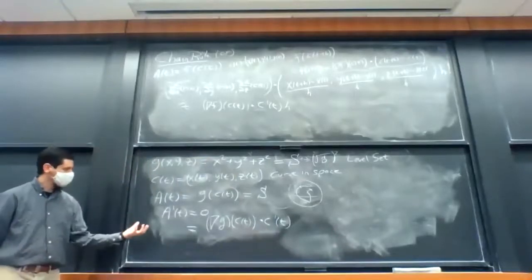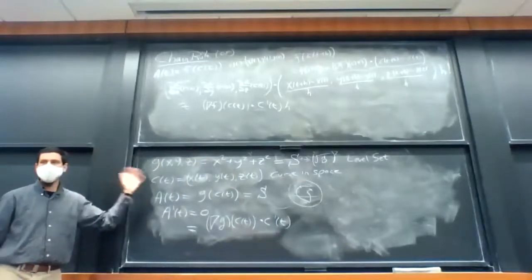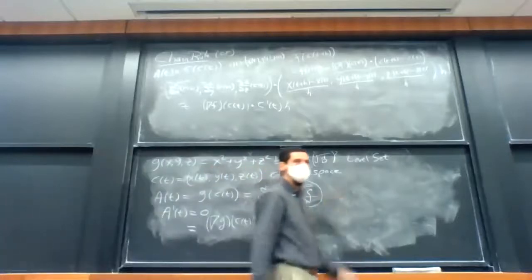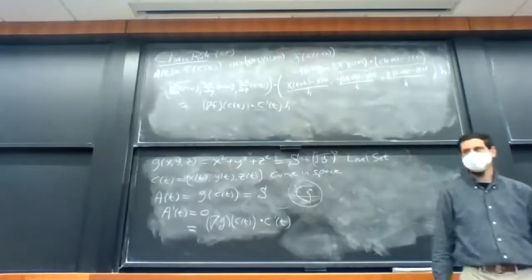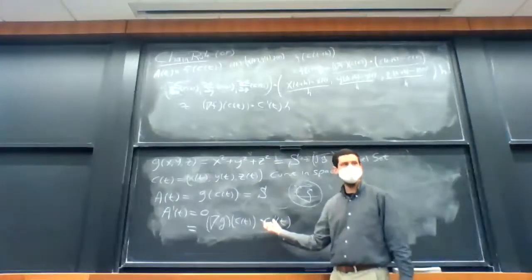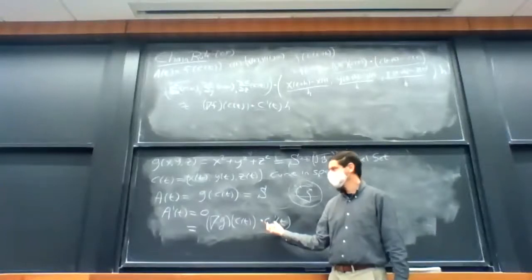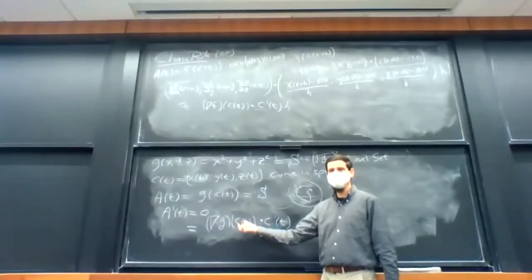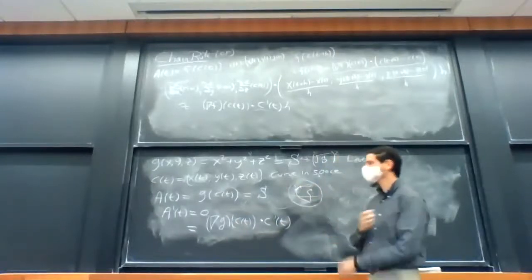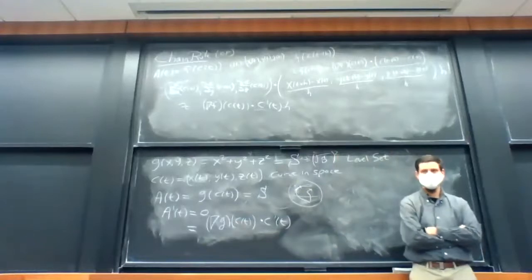And what this is telling us is no matter what curve we take, so long as that curve stays on the surface, the instantaneous direction of motion is going to be perpendicular to the gradient of g. If I'm staying on the sphere, the instantaneous direction of movement, that's going to be my c prime of t. Question?